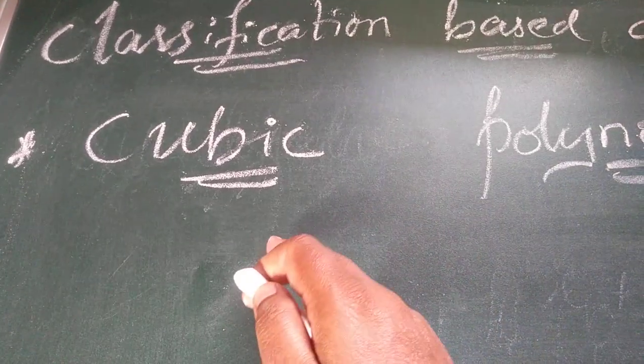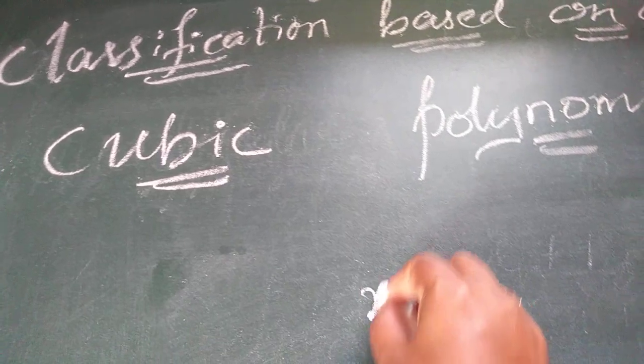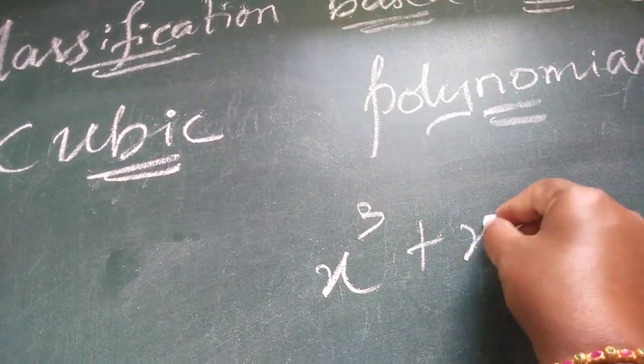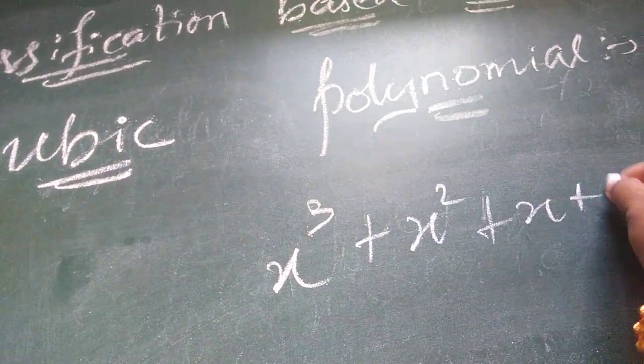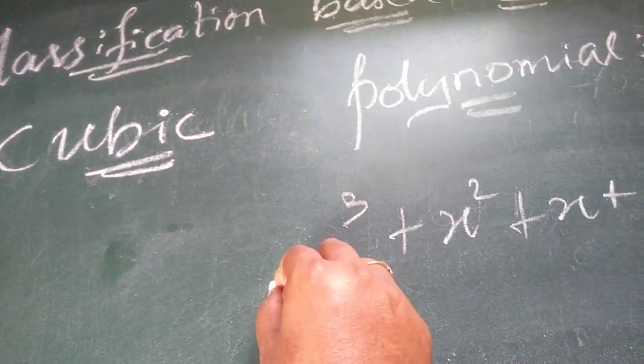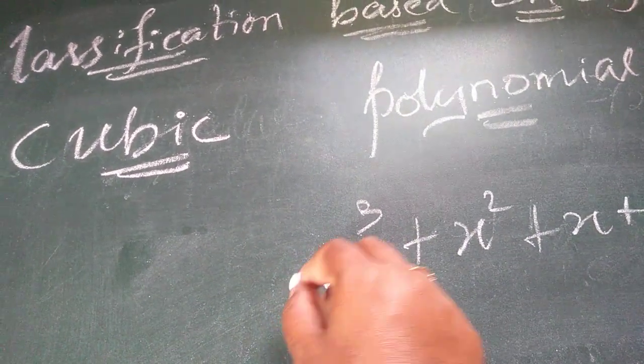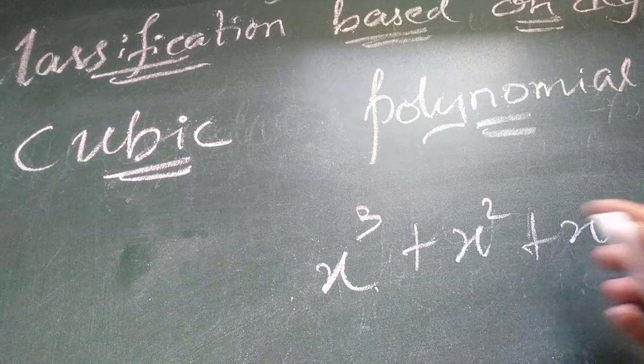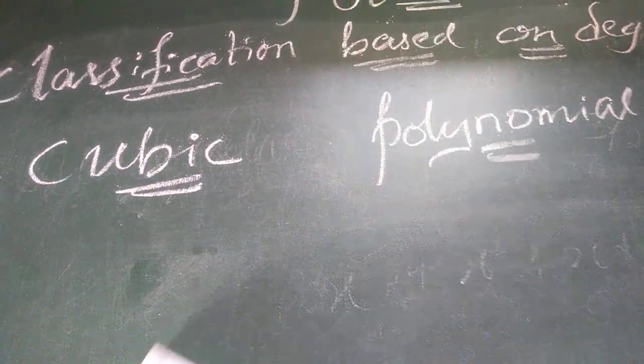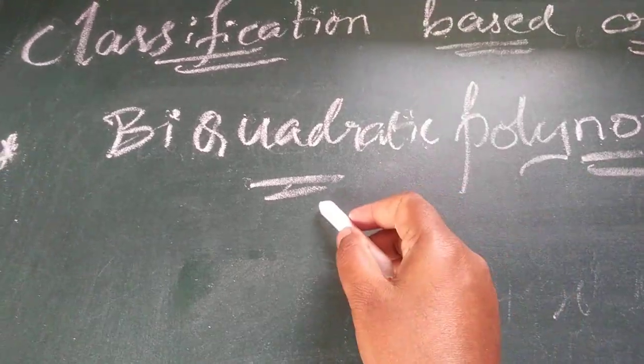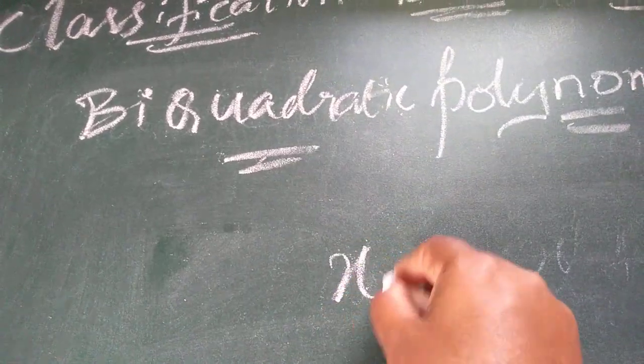Cubic polynomial. Here the highest power is 3, as you all know, x cube plus x square plus x plus 1, and here also the coefficient of x cube should not become equal to 0. If it is equal to 0 it becomes a quadratic polynomial, children. And biquadratic polynomial, whose highest power is 4.